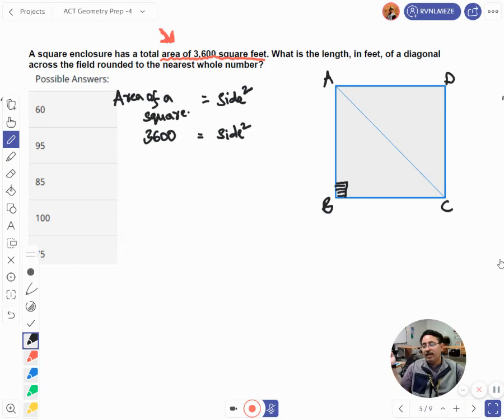So earlier also I mentioned that in order to eliminate the square, you have to take the square root on the other side. Therefore, the value of the side equals the square root of 3600. Make use of your calculator, then you'll get that the side equals 60.